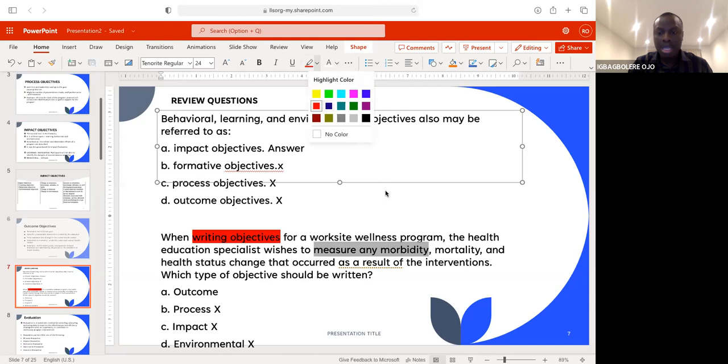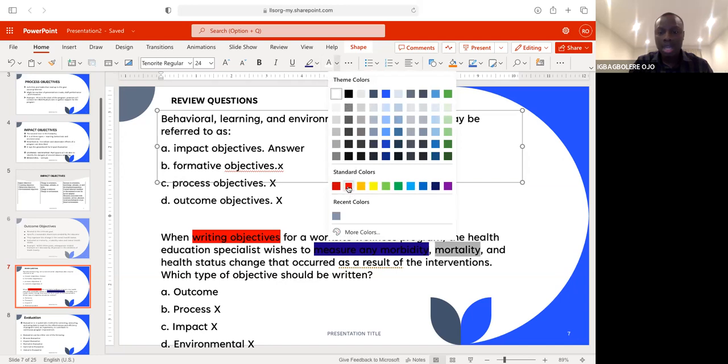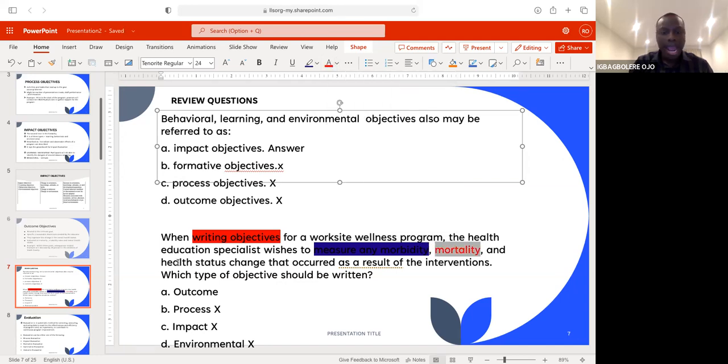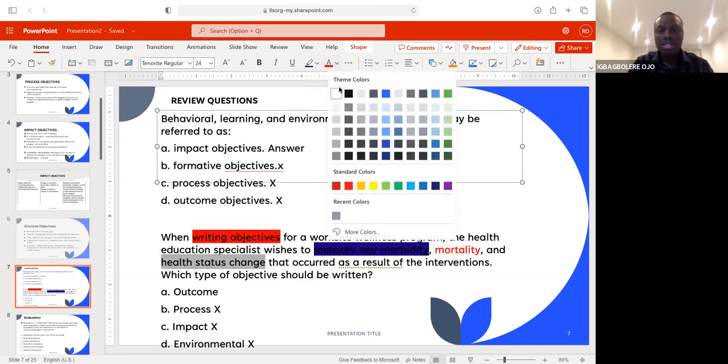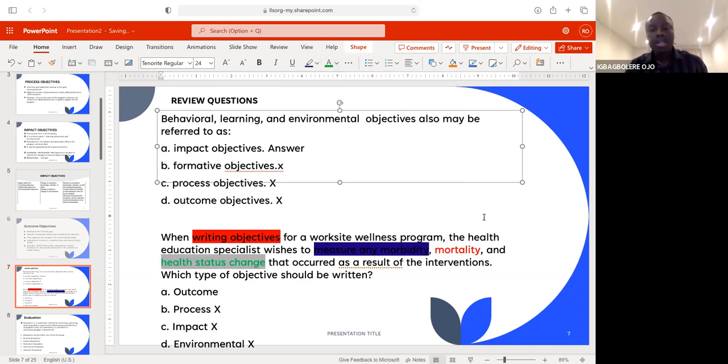Morbidity is number 1. Number 2, mortality. And number 3, health status change. Like I said before, these are the 3 indices that an outcome objective measures. So this is the overall thing.